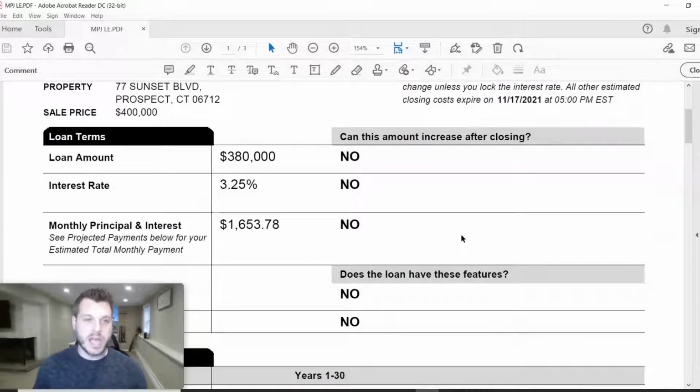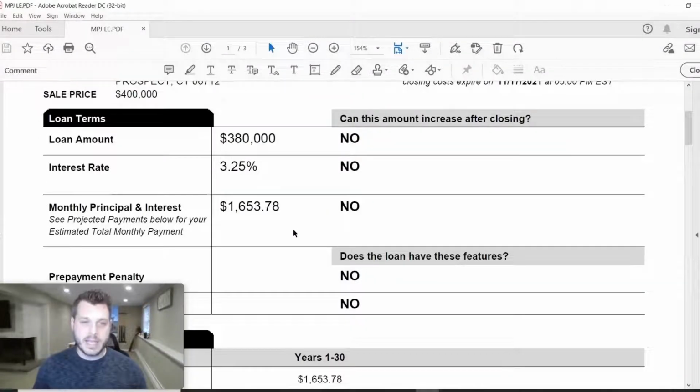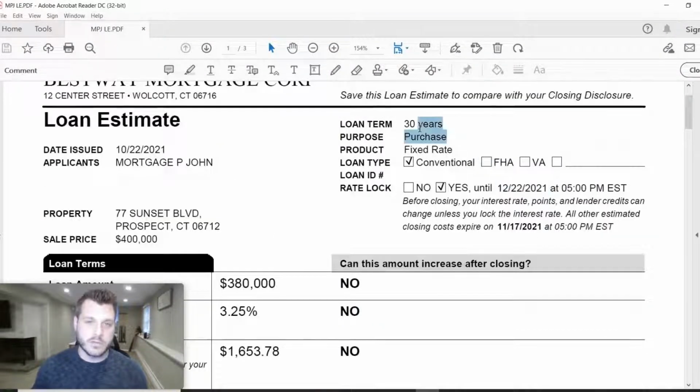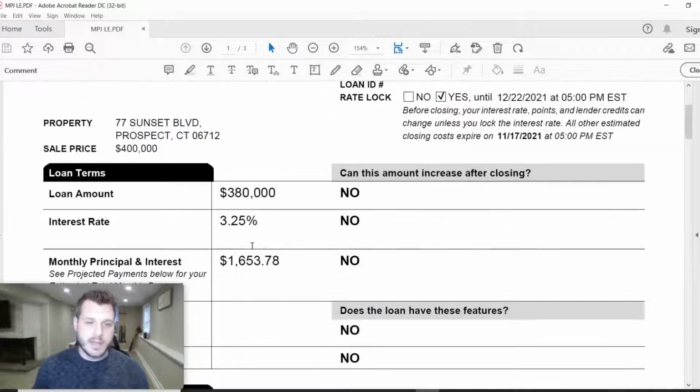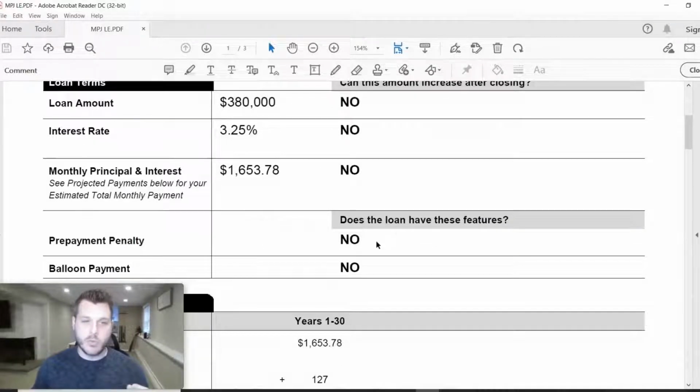As we scroll down, so this is a $400,000 sales price with 5% down. That's $20,000 down. That's leaving a loan amount right here. So this is where you're going to find your loan amount, along with your interest rate and your principal and interest payment. Keep in mind, that's just the principal and interest. So that's your principal and interest paid on the $380,000 at a 3.25% interest rate over the course of 30 years. As you scroll down, you can see that this has no prepayment penalty.